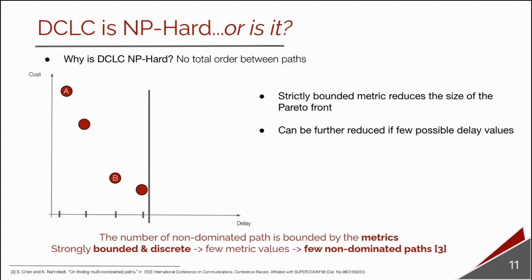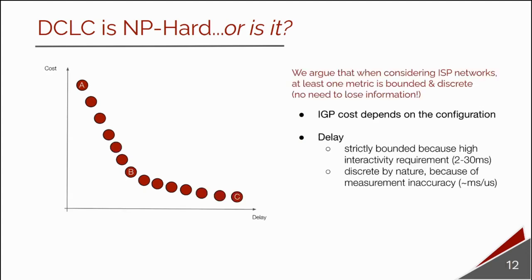So why am I bothering telling you this? Well, it's because we argue that when you consider DCLC for real ISPs, at least one metric will always be strongly bounded and discrete and thus reduce drastically the size of the Pareto front in a predictable fashion. So the IGP cost ultimately, of course, depends on the configuration. So let's focus on the delay. First, well, we know that it will be strongly bounded because we want a high interactivity, right? So there is a strict bound on the delay.